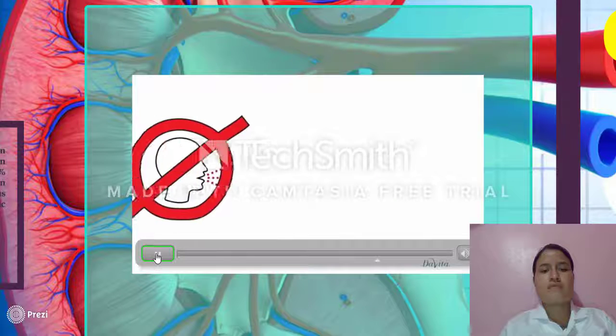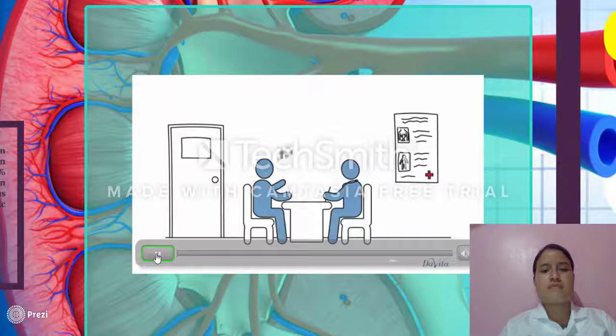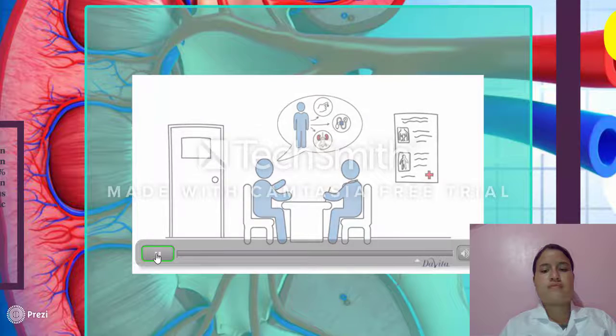Kidney disease is not contagious, but it can run in families. So if one of your family members has diabetes, high blood pressure, or kidney disease, you could be at risk and should tell your physician at your next checkup.